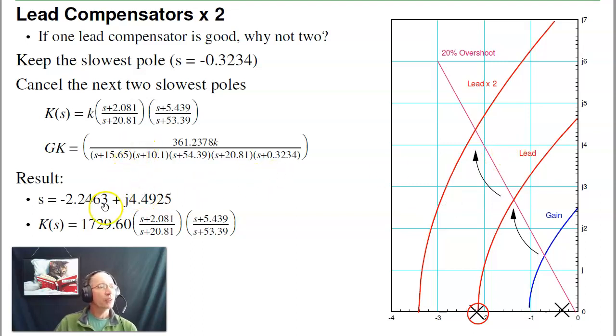If I had two lead compensators, I now have a system that is going from here to here, maybe 3 or 4 times faster. The input, however, as S goes to 0, that's the initial voltage. I'll be applying 1,700 volts rather than 5 volts that I have with gain compensation. Nothing comes free. If I want to make the system faster, I need to apply larger input.